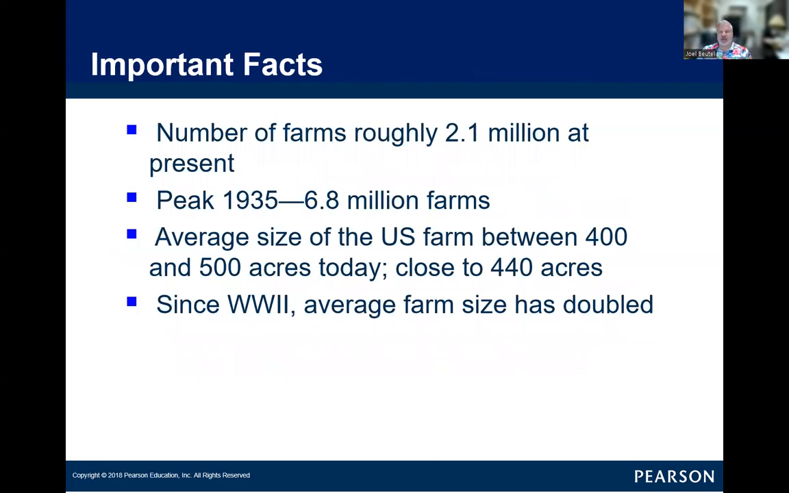So some facts: the number of farms is roughly 2.1 million. The peak was 6.8 million farms in 1935. So you can see that collapse. The average size of a U.S. farm is between 400 and 500 acres today. It's closest to 440 acres. Since World War II, the average farm size has doubled. And I want you to think about that notion, right? The average size farm in the US is still 400 to 500 acres.